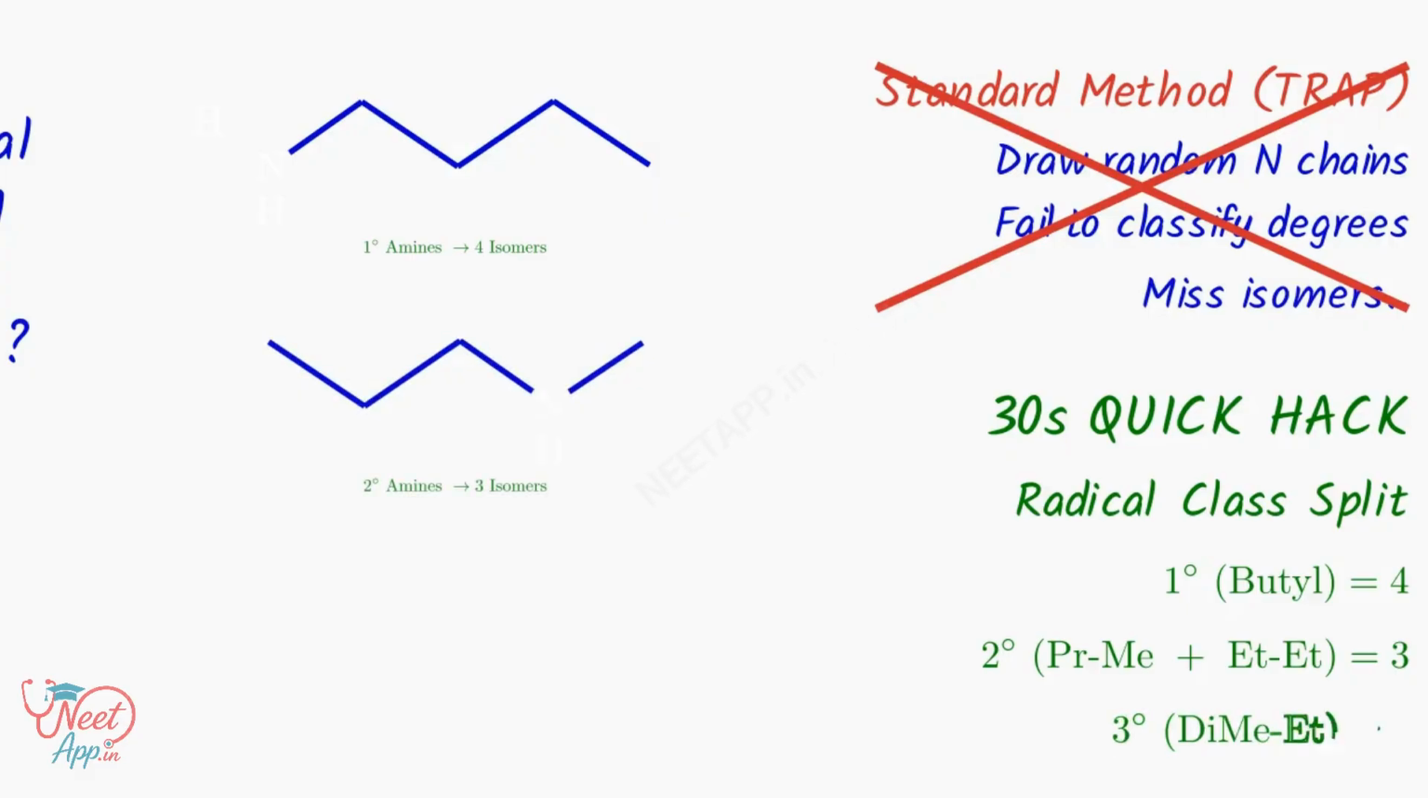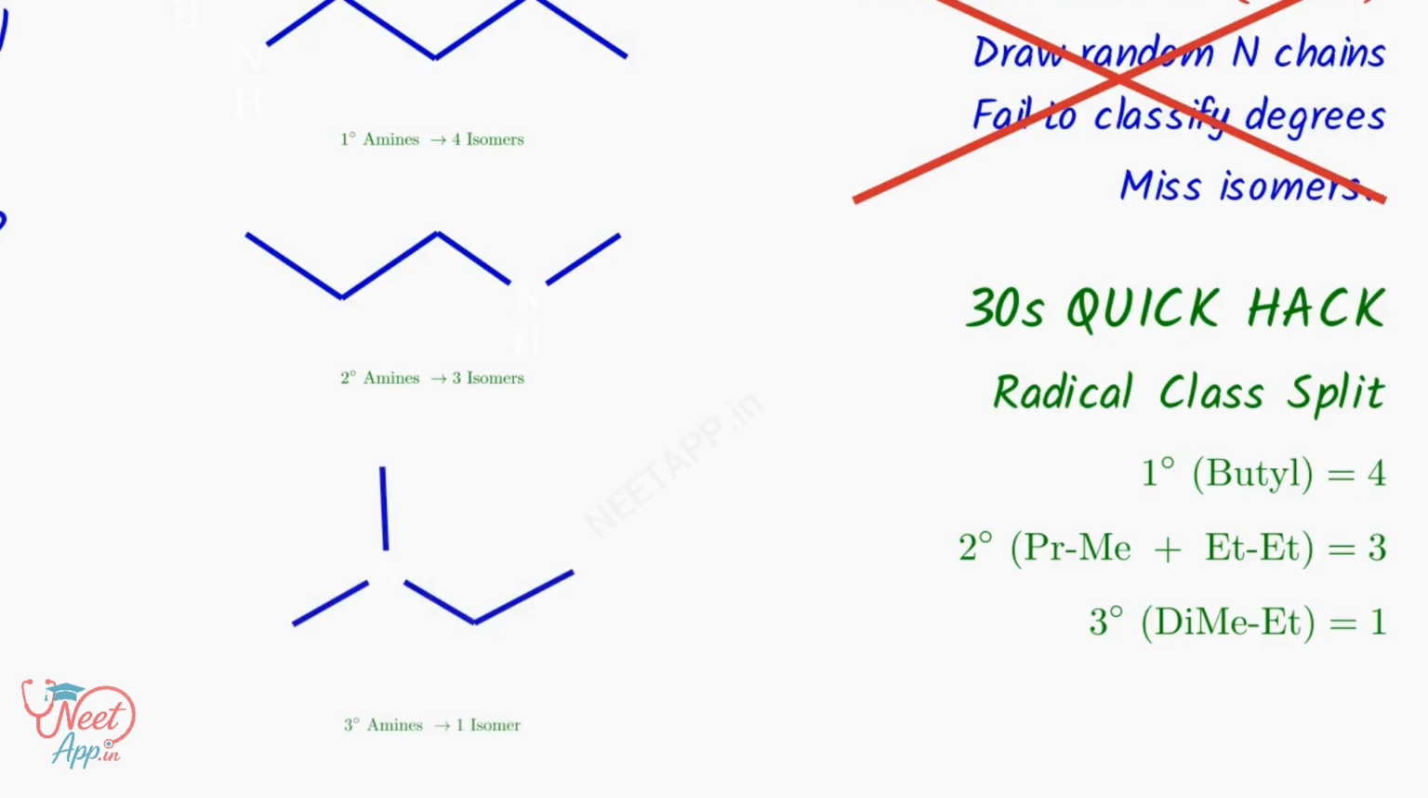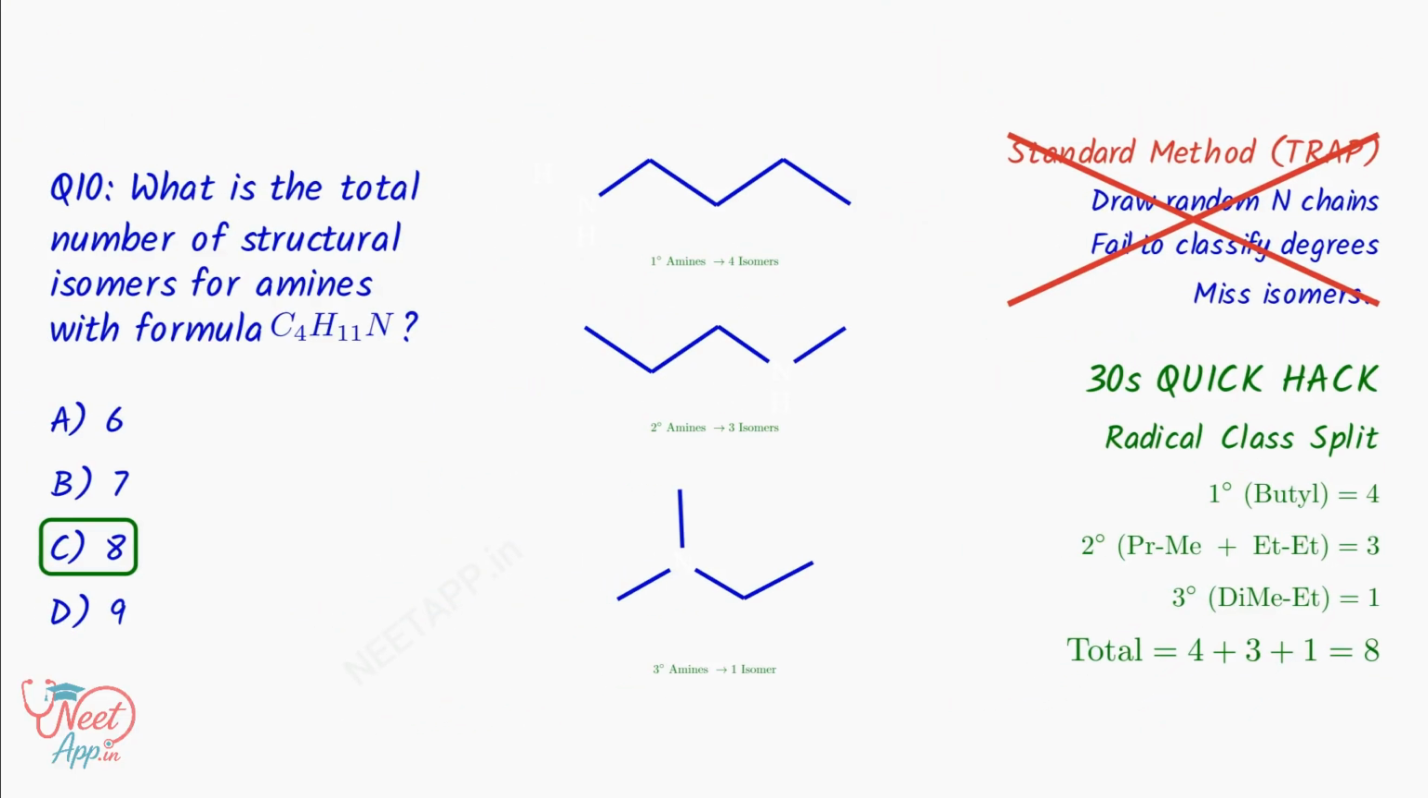Second degree amines split the remaining 3 carbons around nitrogen. Propyl methyl gives 2, ethyl ethyl gives 1, totaling 3 isomers. Third degree amines have 3 groups around nitrogen. Dimethyl ethyl is the only variation, giving 1 isomer. 4 plus 3 plus 1 equals 8. Option C is your correct answer. Classify, count the radicals and secure your marks.